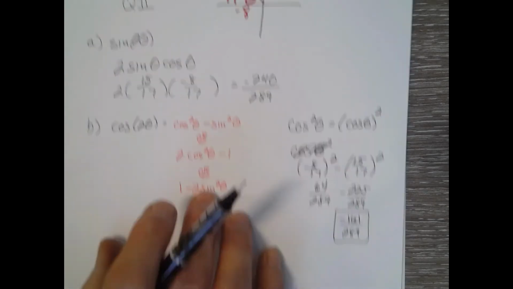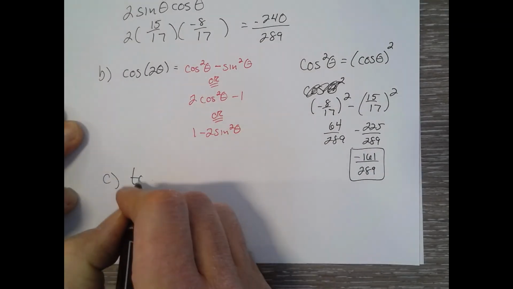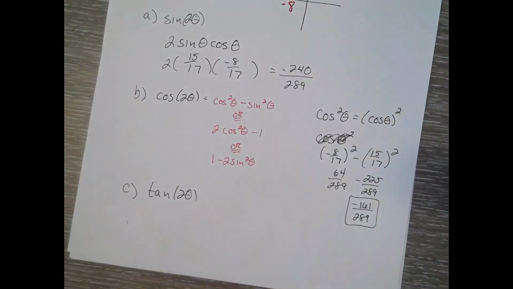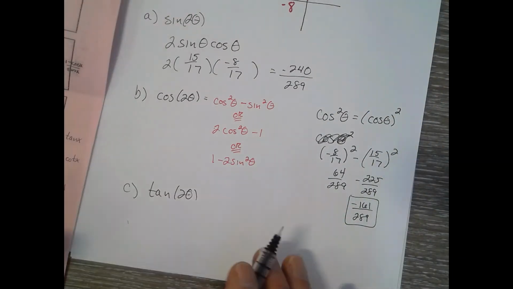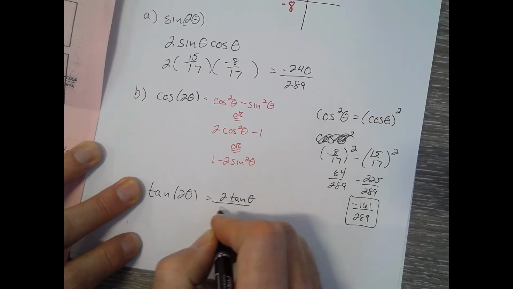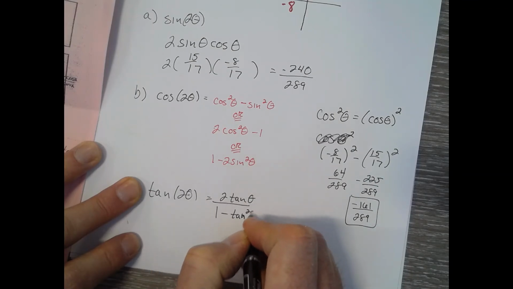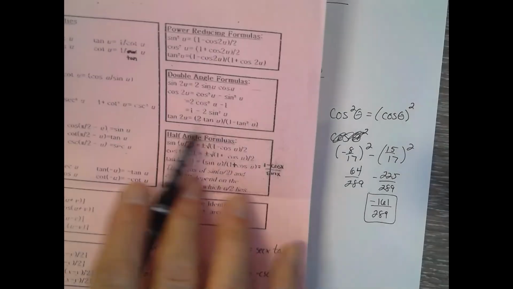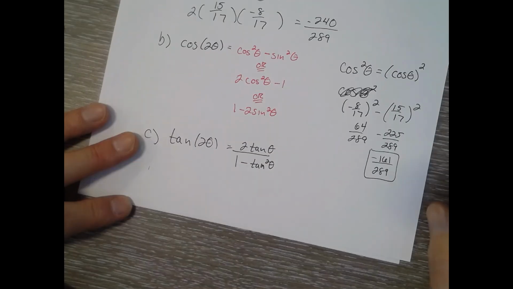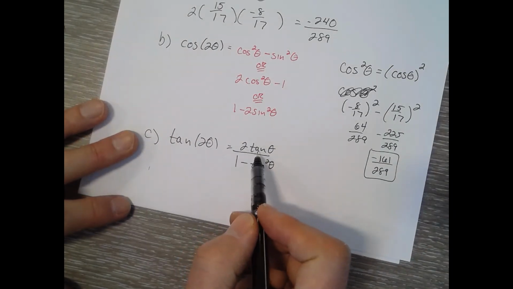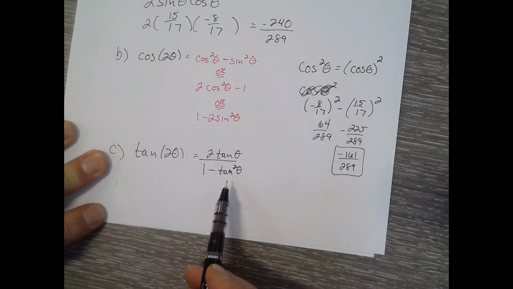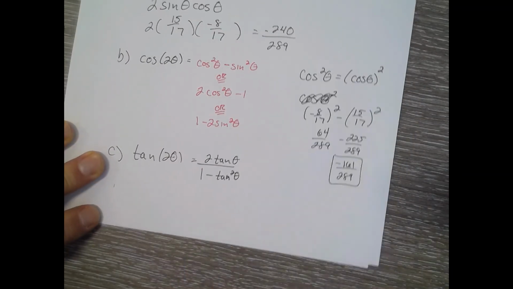Okay, so if we wanted to find the tangent of 2 theta, we do have an identity for tangent 2 theta. It is 2 tangent theta over 1 minus tangent squared theta. If you want to use the identity, that will always work. You can just do 2 times the tangent, which is negative 15 over 8, all over 1 minus negative 15 over 8, or 15 over negative 8 squared, and you get your answer.